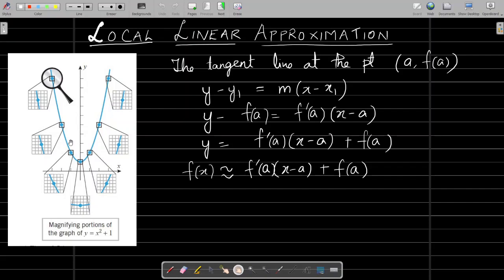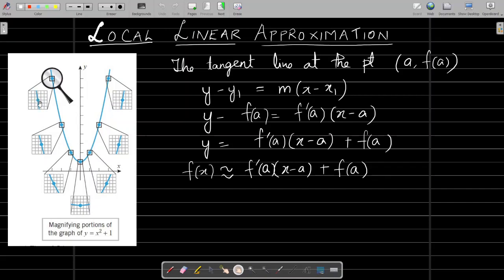So first, before we move on to functions of several variables, we will just rewind local linear approximation in case of a function of one variable. You can see this figure here. This is the graph of the function y equal to x square plus 1. If I take a very small portion of this graph, which you can see here, it is magnified. Now that almost looks like a straight line.